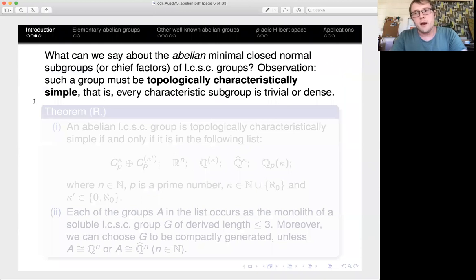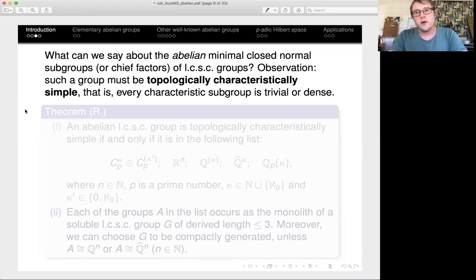What I want to focus on is what we can say about the abelian chief factors, or minimal closed normal subgroups, because it seems like a natural place to start. You might think the abelian case would be easier than the non-abelian case. An obvious observation is that these things have to be topologically characteristically simple. If you have a subgroup that's preserved by all automorphisms of the group as a topological group, then that has to be either trivial or dense. Otherwise, it would give you a normal subgroup anywhere this thing appeared as a normal factor of something else.